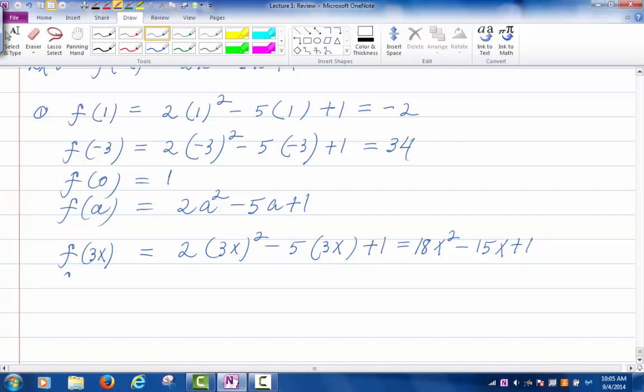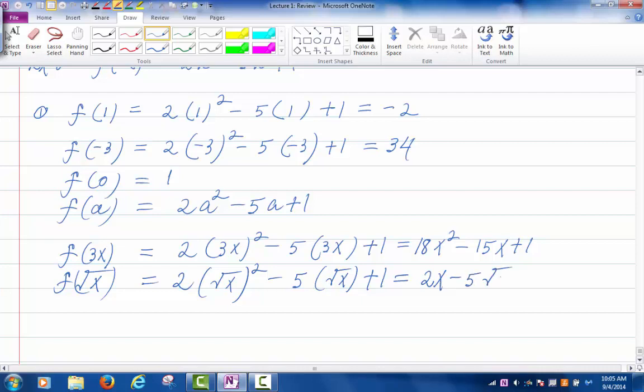And same way, if I have f of root x, then again, now the input is root x, so I take twice the square of the input minus 5 times the input plus 1. So this would be 2x minus 5 root x plus 1.